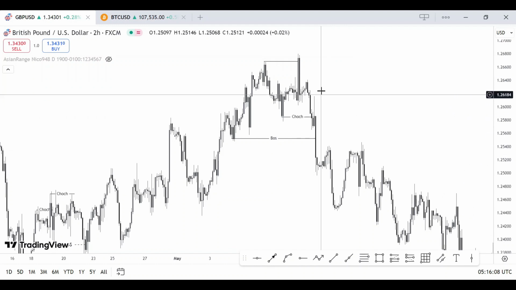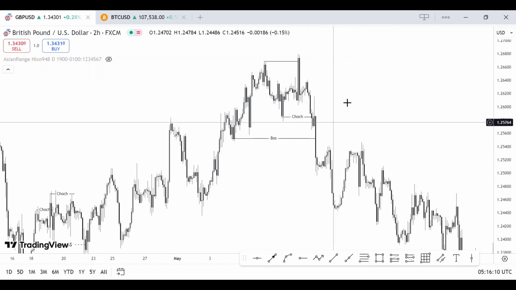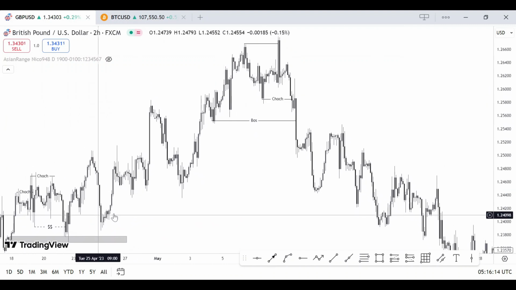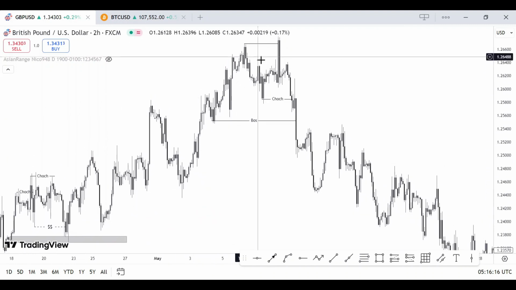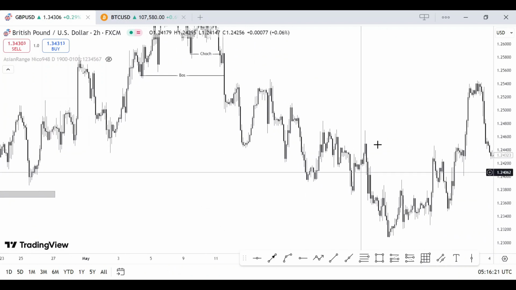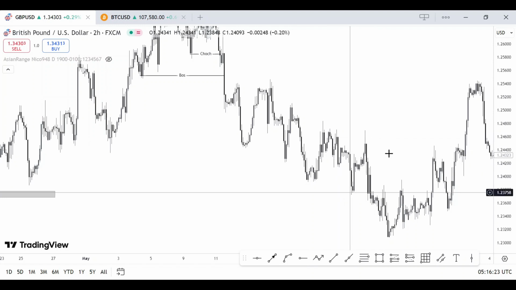Then what do we start looking for? Price did not give us an inducement liquidity here, but what do we start looking for? Now we know that the market has shifted from an uptrend to a downtrend. So what do we start looking for? We start looking for selling opportunities.